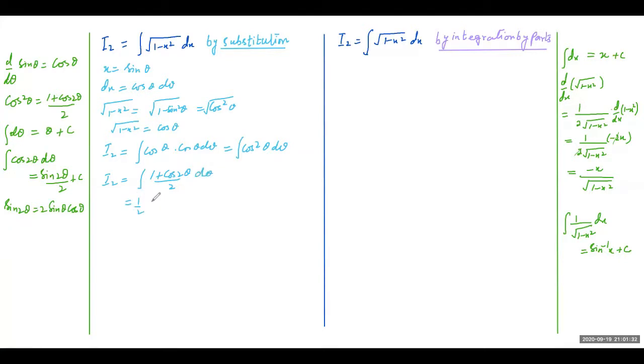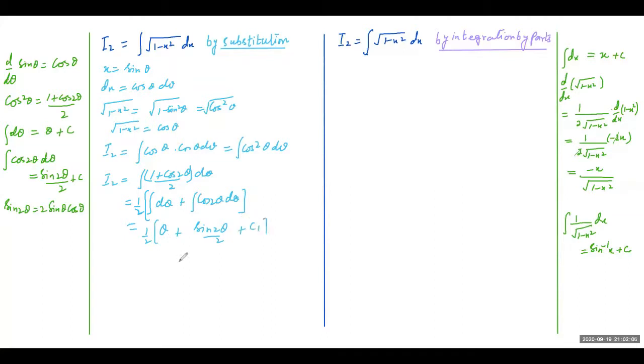Take this 1 by 2 common, and also split up the integral, or open up this bracket, and you will get 1 by 2 outside, and we get one integral with d theta and the other integral with cos 2 theta d theta. Now perform integration. This result is equal to theta and this result is equal to sine 2 theta by 2.